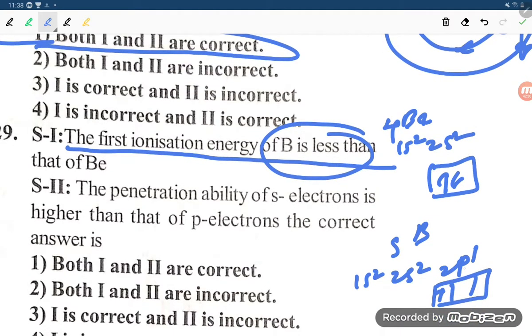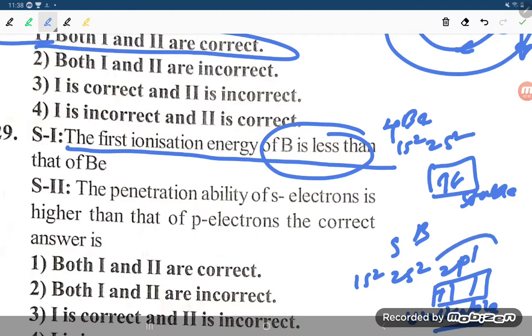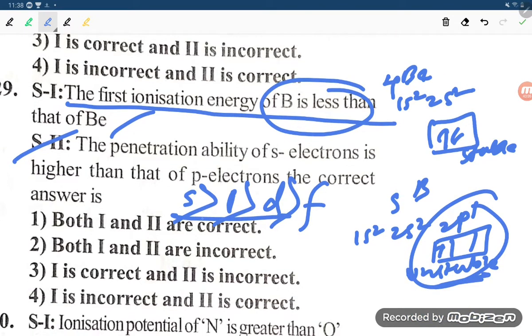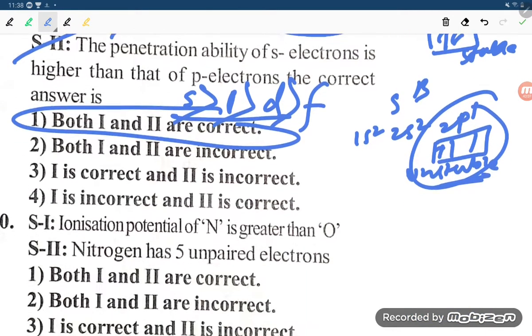Here, beryllium is stable and boron is unstable. If you are removing the electron from boron, it is easily removed, so low ionization enthalpy. The first ionization enthalpy of boron is less than beryllium, correct. The penetration ability of s electron is higher than the p electron. That is also correct, student. Penetration power order is s orbital, then p orbital, then d orbital, then f orbital. So both are correct, and the correct option will be option number 1.